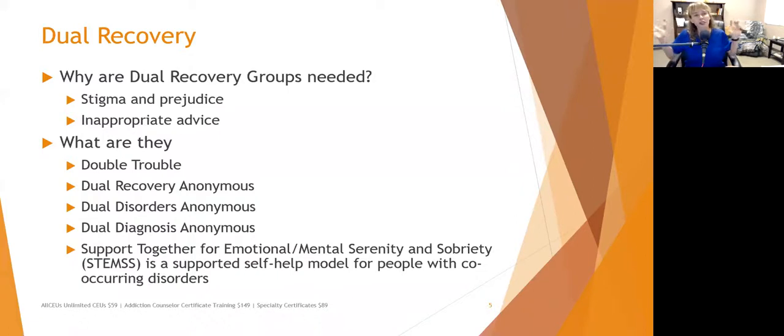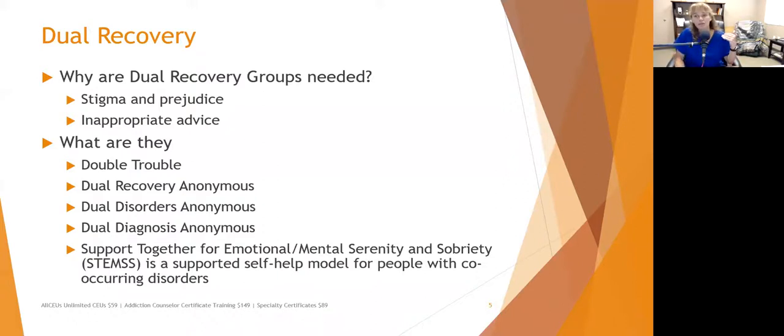I'm like, there is so much that is similar between the two, and if one starts to go wonky, the other one's going to follow close behind. So we need to address them both. So in dual recovery groups, there is a recognition that the people in there have both mental health and substance abuse issues, and that's okay.